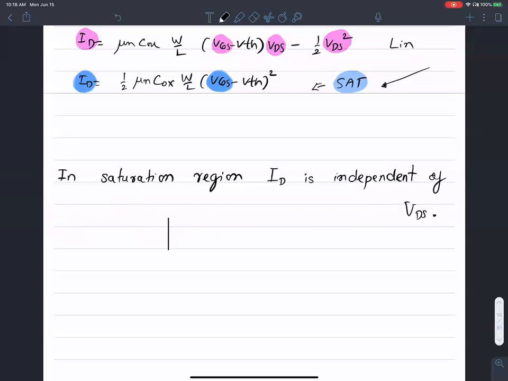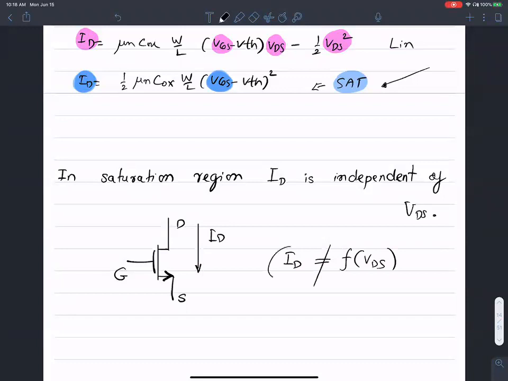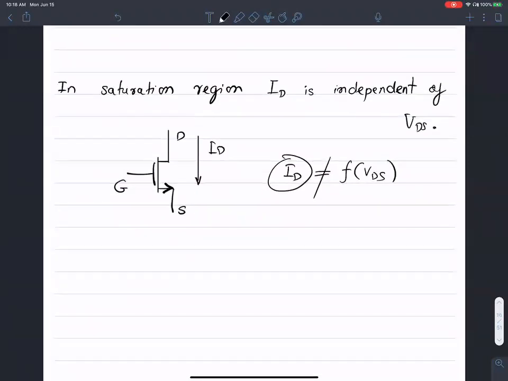Can you think of another device that behaves like this? Let's say I have gate, drain, source. The drain current, ID, does not depend on VDS. Can you think of any other device that provides the same current for any value of the voltage across its terminals? So it does not matter. The voltage across these terminals, VDS, does not matter.